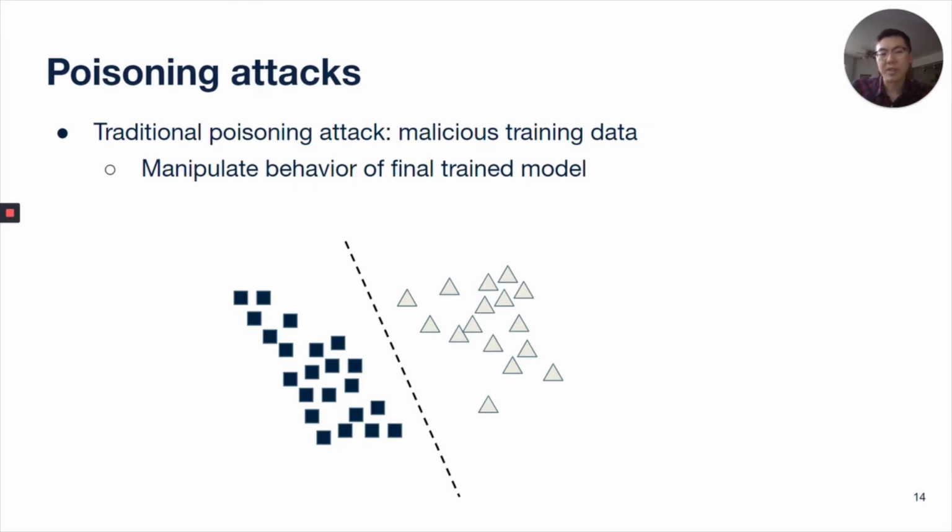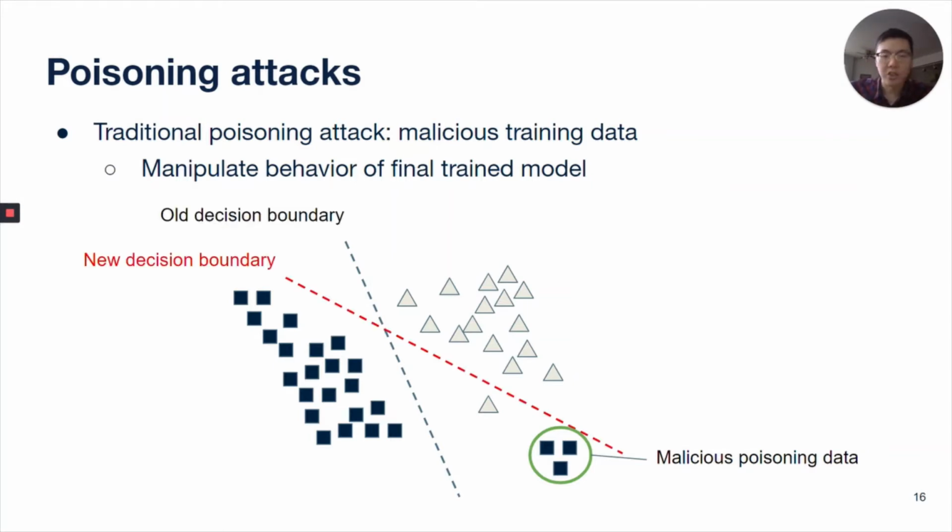As an example, see this two-class classifier that is just separating the dark squares from the light triangles. Now an adversary joins the system and inserts some malicious data points into the training dataset. When a new classifier is trained, you'll see that the decision boundary is significantly altered. And the key objective here is that now the adversary has caused a new model to be trained that misclassifies a target training example or test example. And this is the goal of the poisoning attack, to supply poisoned training data to manipulate the final trained model.